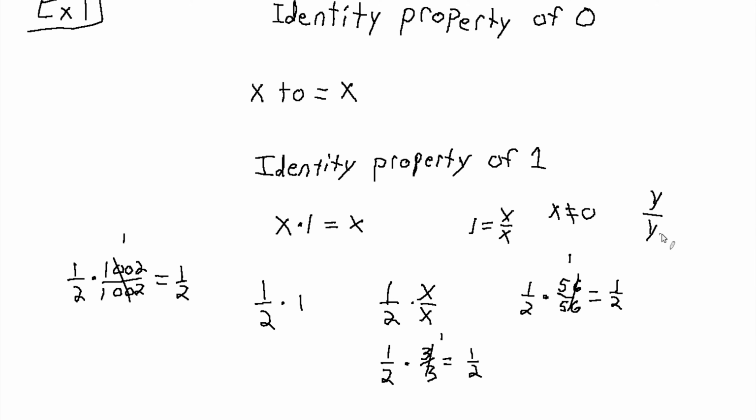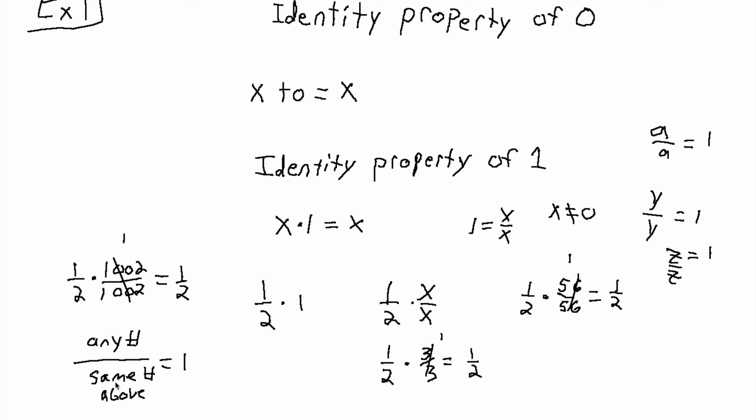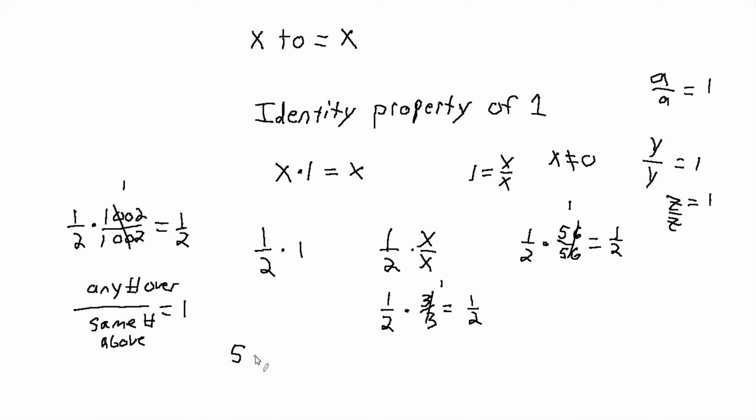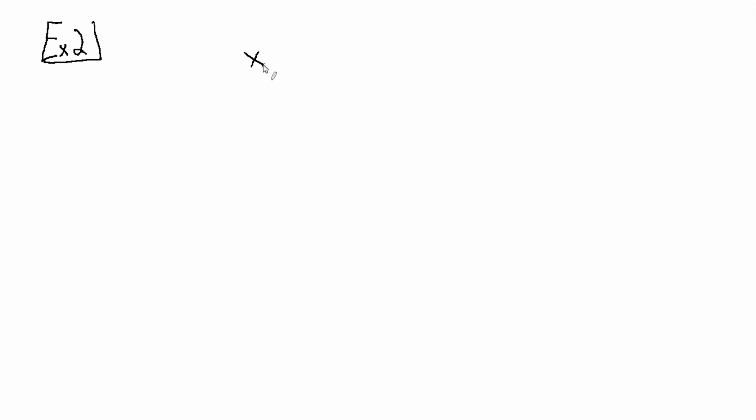The same applies with any variable: y over y equals 1, z over z equals 1, even a over a equals 1. As long as you have any number over the same number, it would equal 1. Say we have 5 multiplied by 20 over 20, you still get 5, because 20 over 20 is 1, and anything multiplied by 1 gives the same value.